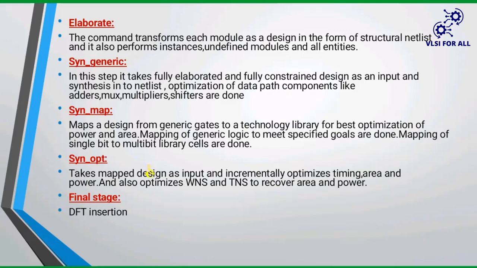Next, after sync generic is passed, it enters the next step, called sync mapping. So what does the sync mapping do here? Sync mapping takes input from the sync generic. What it does here is map to the generic gates. See, we need a gate-level netlist. So according to the design, it starts mapping to the generic gates, to the technology library, and the mapping of any other logic. Everything is done in the sync mapping.